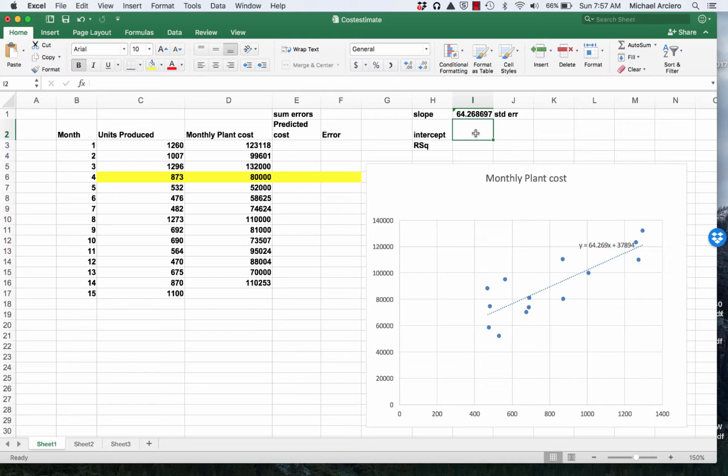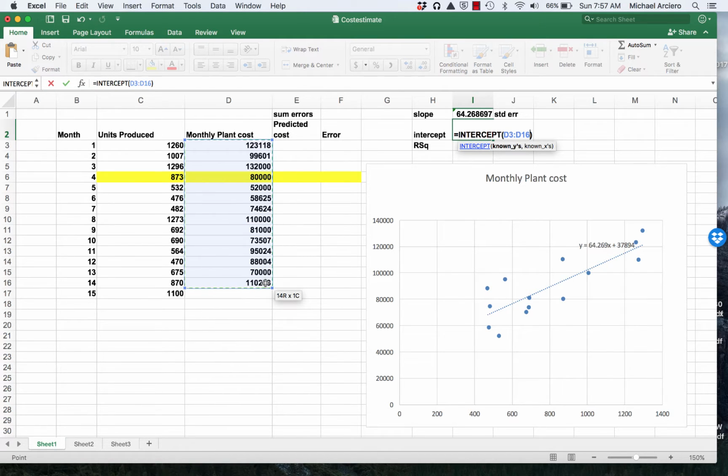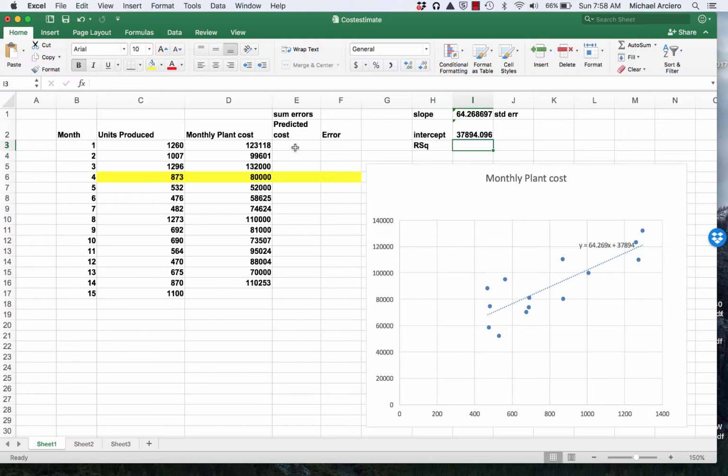We can do the same thing with the intercept. As usual, we start every formula with an equal sign. So we want intercept. Again, it's looking for the y's first, and then we want the x's. That should do it. Now to find the predicted values, we want to take our x value, our independent variable, and multiply by the slope.